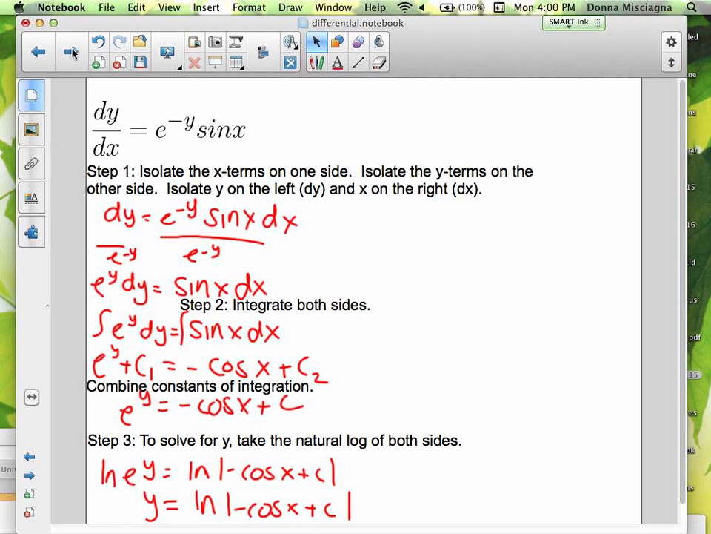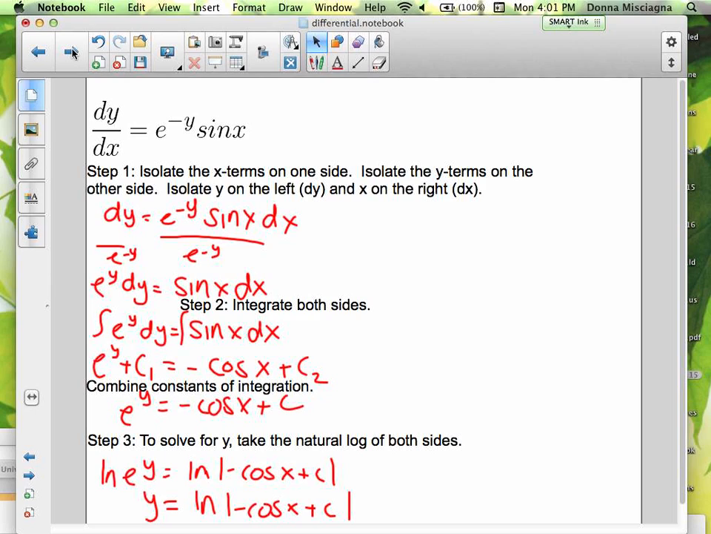So we're going to take, so if I had e to the y and e to the x, that might be a little more complicated, but I just got e to the y. So we're going to take the natural log of both sides. Now cancel out. So I've now got y equals natural log of negative cosine x plus c.